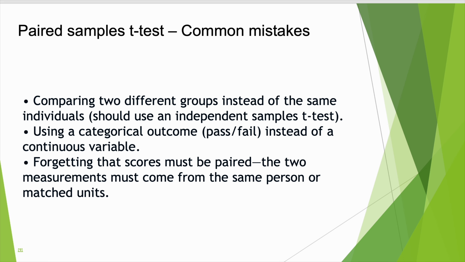Some of the common mistakes with this test is that people get into the mindset that they're comparing two different groups on the same test. That would actually be an independent samples t-test, not a paired samples t-test. And then a lot of times people will use a categorical outcome like something that's pass-fail, something that's a Likert scale, which is ordinal, and not actually doing a continuous thing.